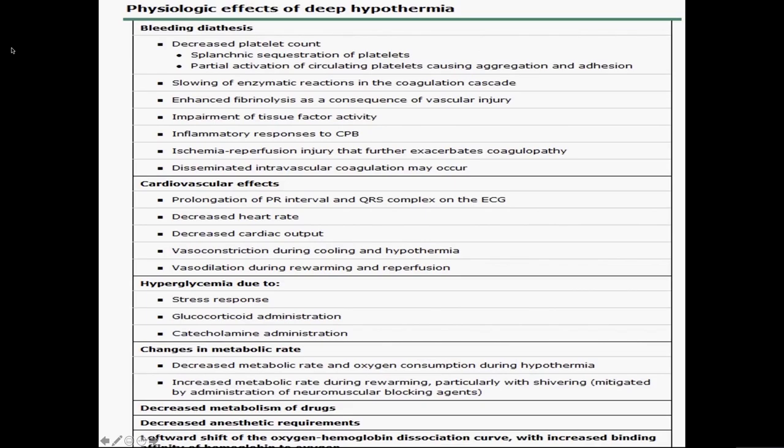Physiological effects of deep hypothermia include bleeding and coagulopathy. Make sure that you ordered your products on time for off bypass. Again, another one is cardiovascular effect. Make sure that your inotropes are available and ready to start. Hyperglycemia due to stress response, steroid administration, and catecholamines, please correct accordingly and make sure that you are not making your patient hypoglycemic by the end of the case.